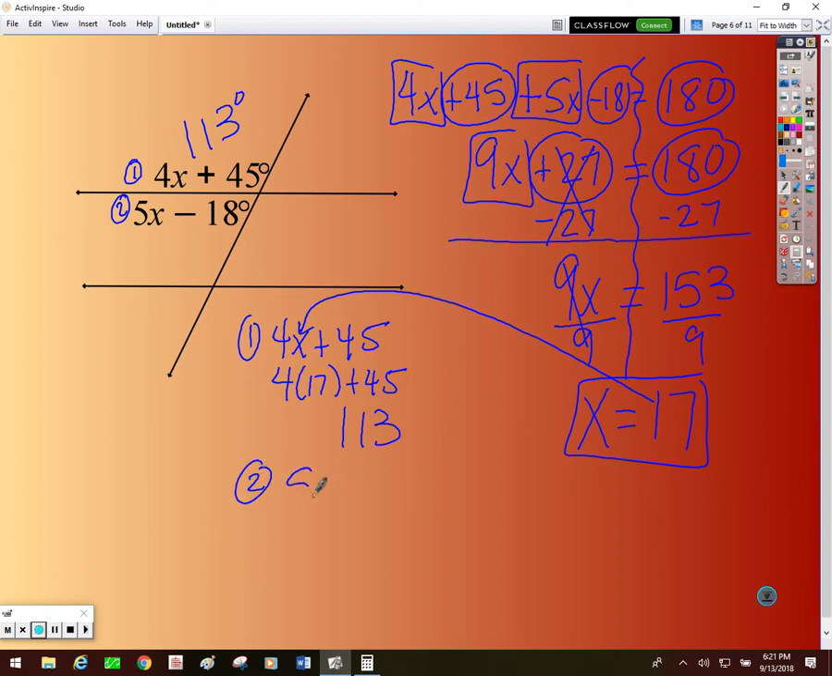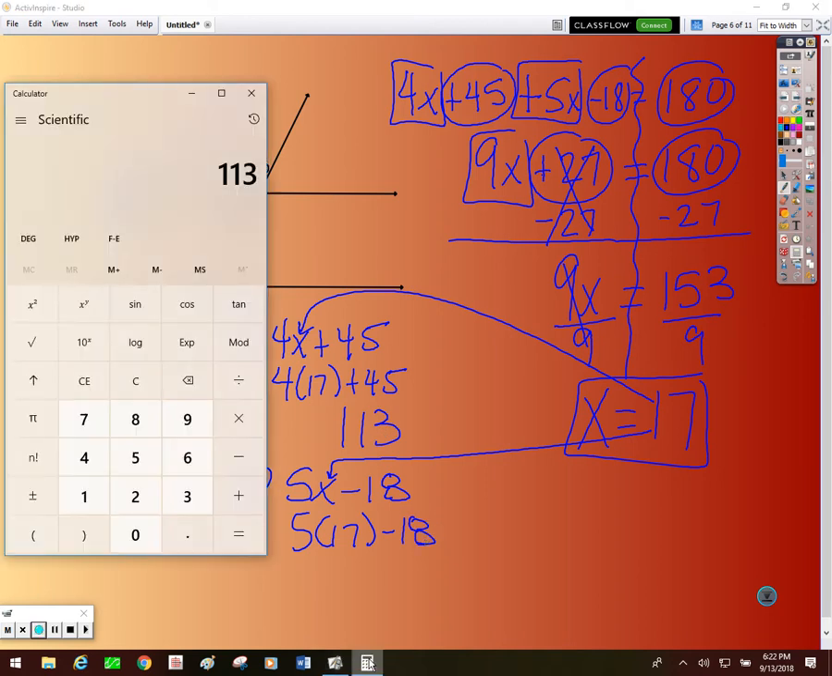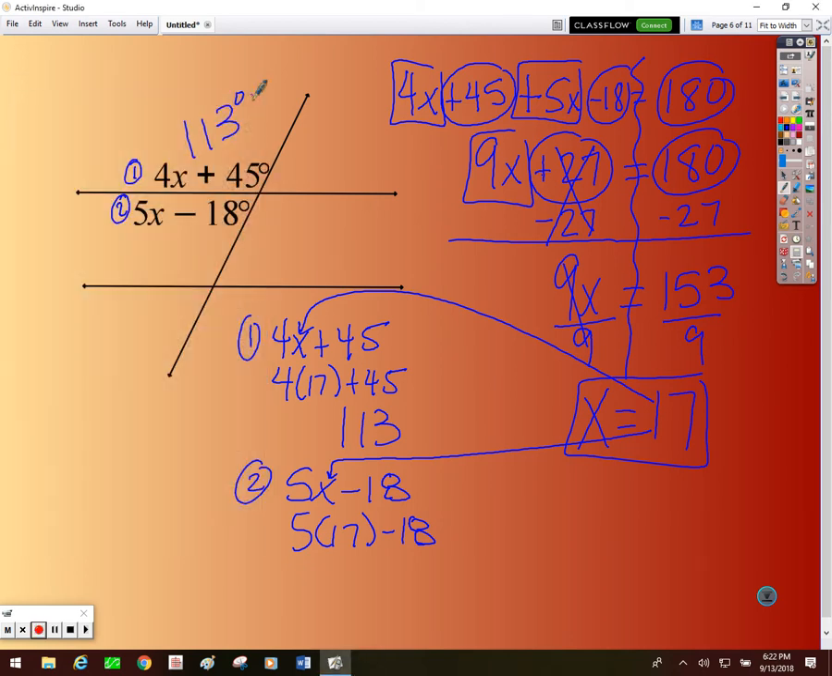Well, angle 2 is 5x minus 13. Well, we're going to take that same 17 and we're going to plug it right there. 5 times 17 minus 13. Okay, I'm sorry, 18. I'm glad I caught myself. Got stuck on that 13 up here. So 5 times 17 minus 18. Let's see what the calculator tells us. 5 times 17 is 85 minus 18 gives me 67. Okay, so it's telling me that this angle here, angle 2, is 67 degrees.